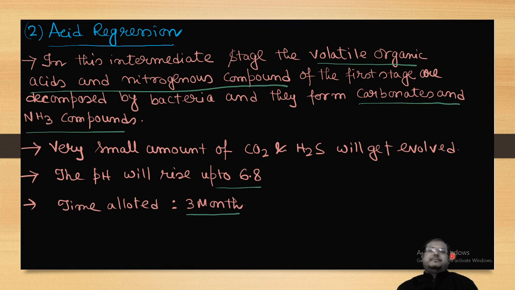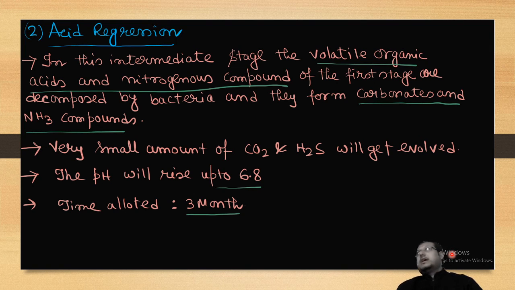Now, the second stage is acid regression. In this intermediate stage, the volatile organic acids and the nitrogenous compound of the first stage are decomposed by bacteria, and they form carbonates and ammonia compounds. Bacteria means anaerobic heterotrophic bacteria.